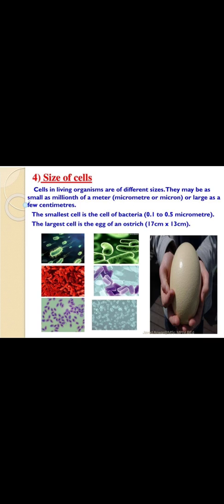0.1 to 0.5 micrometer, and the largest cell is the egg of an ostrich, which is 17 centimeters by 13 centimeters. That is the largest cell. So whenever we are asked what the largest cell is, we can answer that the egg of an ostrich is the largest cell present.